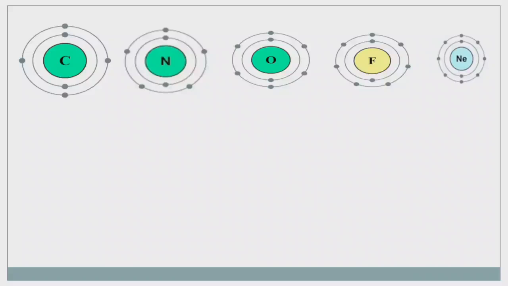Carbon contains 2 cells. In the second cell it contains 4 electrons. Nitrogen contains 5 electrons in the second cell. Oxygen contains 6 electrons in the second cell. Fluorine contains 7 electrons in the second cell. Neon contains 8 electrons in the second cell. So we can say that electrons enter into the same main cell.